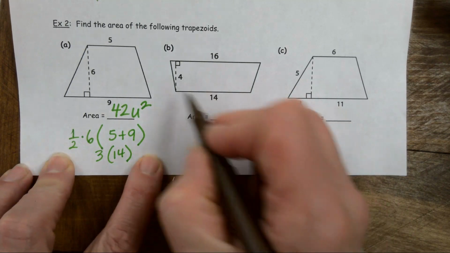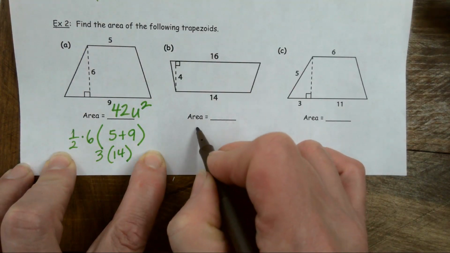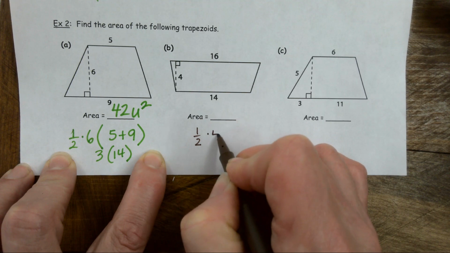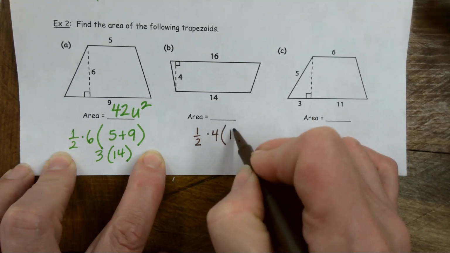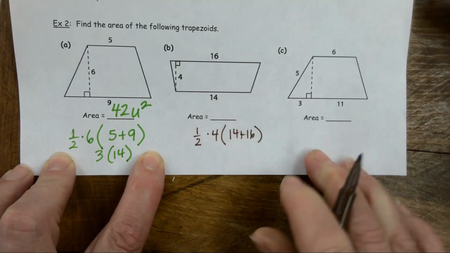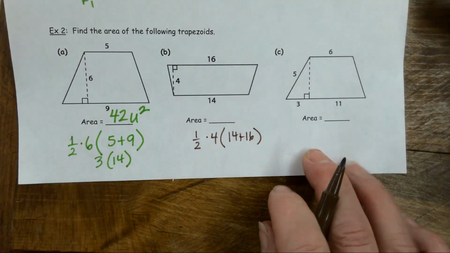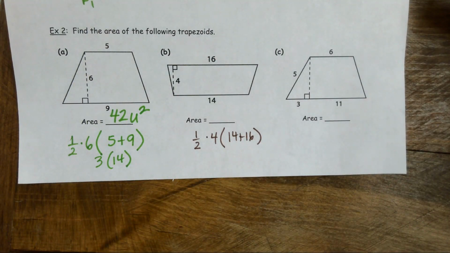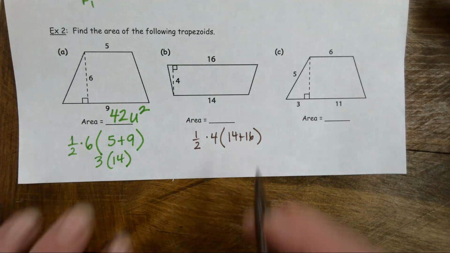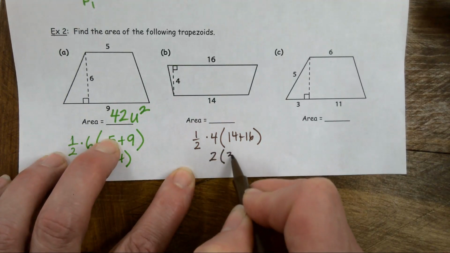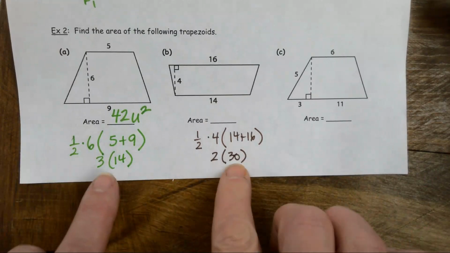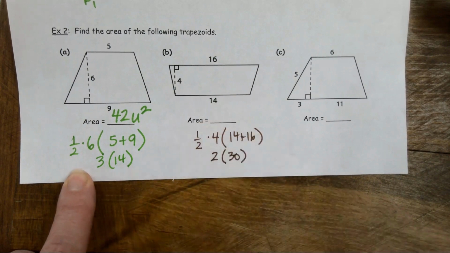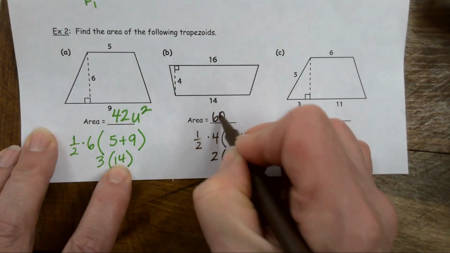So our next one is 1/2 times 4 times 14 plus 16. The order that you put your bases in doesn't really matter. So that's 2 times 30. I just kind of work through them separately. I do the outside and the inside, and I get 60 units squared.